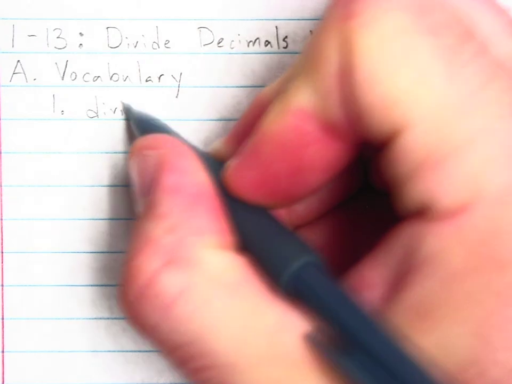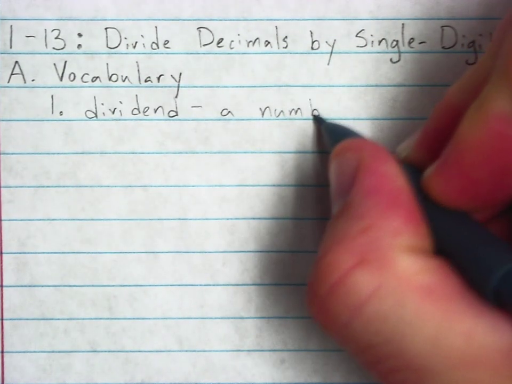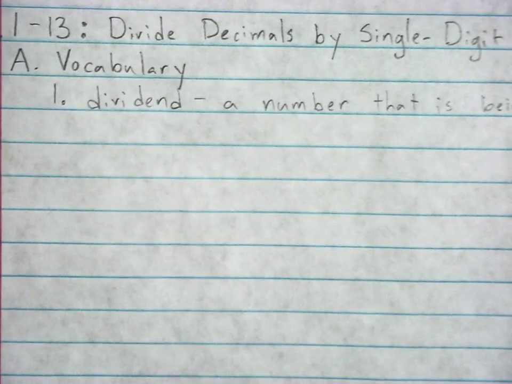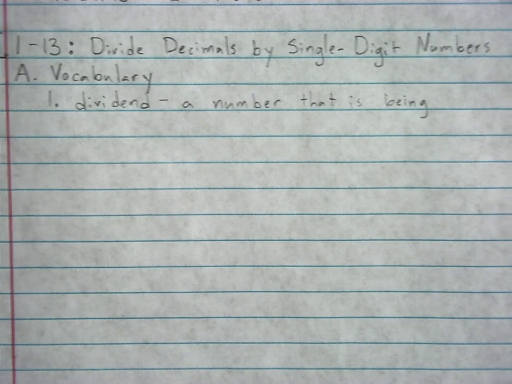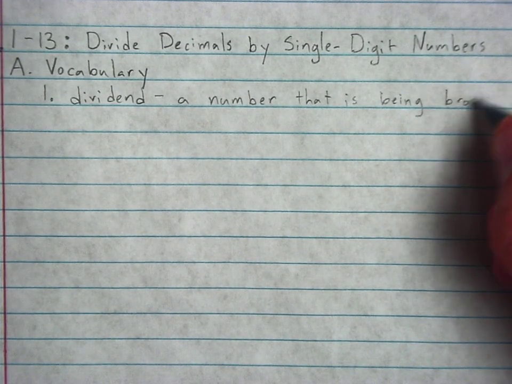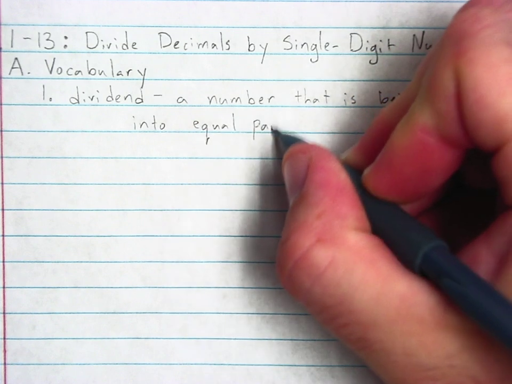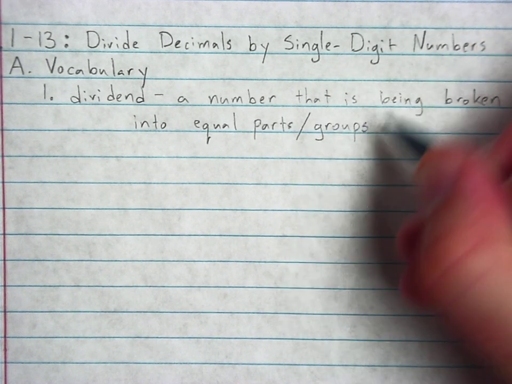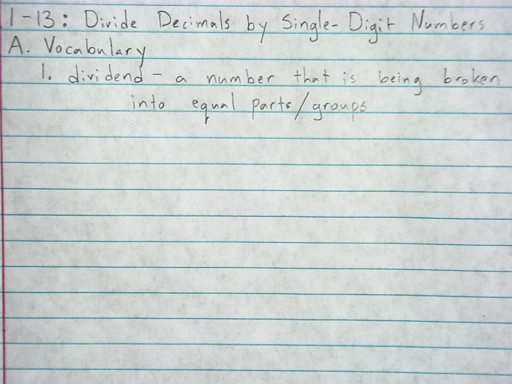Let's start with the dividend. A dividend is a number that is being broken into equal parts. And let me adjust that by saying equal parts or groups. Sometimes we're breaking into groups, sometimes we're breaking into individual pieces. It depends on the problem. But the dividend is whatever you're starting with. The dividend is what is being broken up.